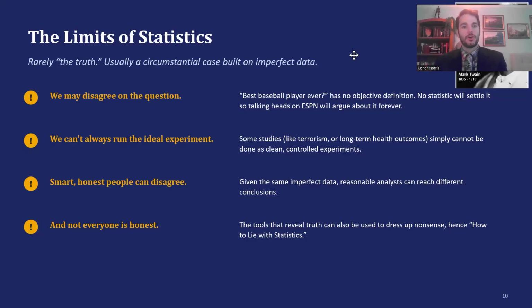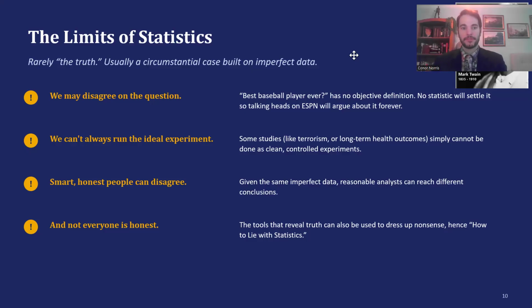Next is we can't always run the ideal experiment. I would strengthen that and say we can very rarely run an experiment, let alone an ideal experiment. So there are some studies, maybe something like terrorism, long-term health outcomes, or even a lot of economic policies, that simply can't be done in a controlled experiment. Some of them we just can't ethically do because we know there's going to be a negative effect on some people. Some of it might be that you really can't get a clean control and treatment group.